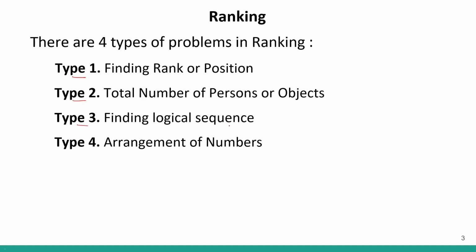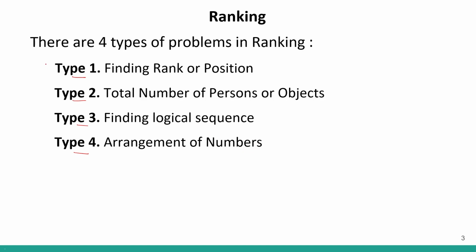Type 3 is finding logical sequence. So, based on maybe their height, their weight, their age, their scores, certain data is given to us and we have to arrange them in a logical sequence and find the answer. Then type 4 was about arrangement of numbers. So, we had to deal with numbers.